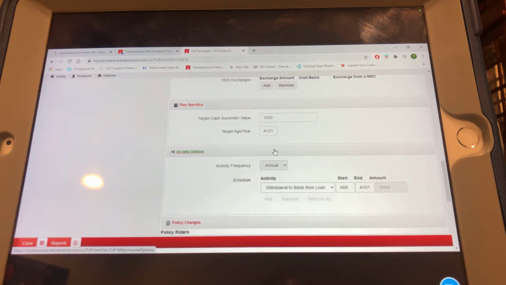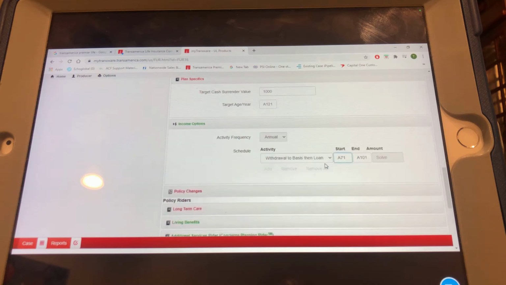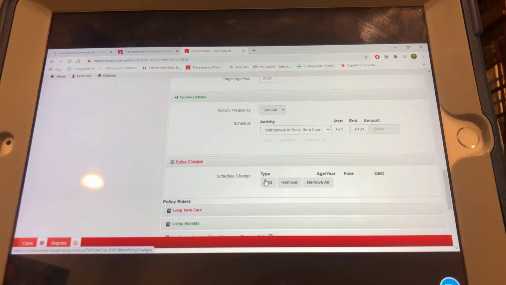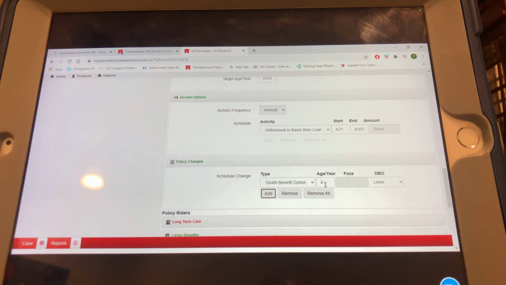Okay, income stream options. We're going to start the income at 71. Okay, income at 71. Policy changes: income is going from 71 to 101. You're going to hit add, and what's going to be the death benefit option? We want this to go from increasing to level at age 71.